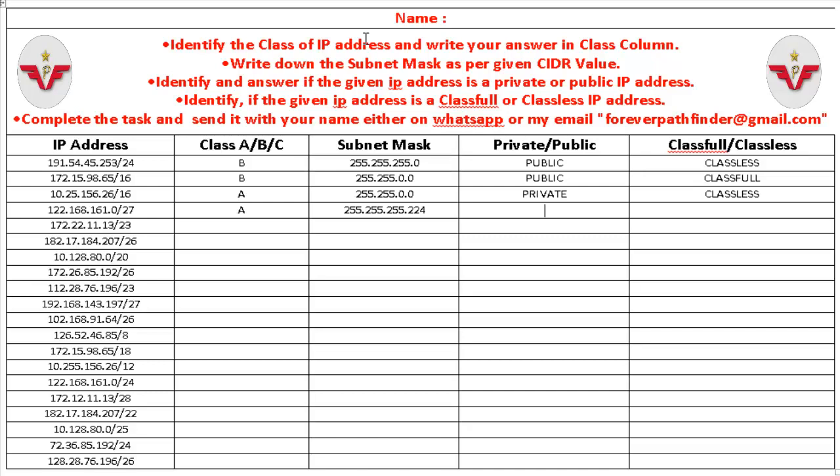As it's starting from 1 to 2, it's a public. Because for class A, the private range should be from 10.0.0.0 to 10.255.255.255. Now, is it classful or classless? Definitely it's classless. Come to the next question.